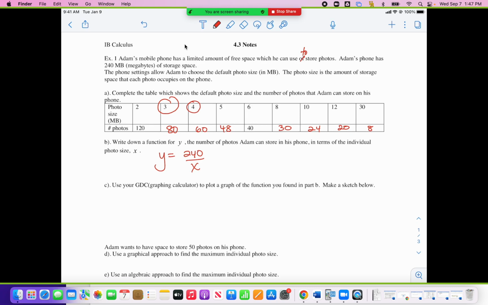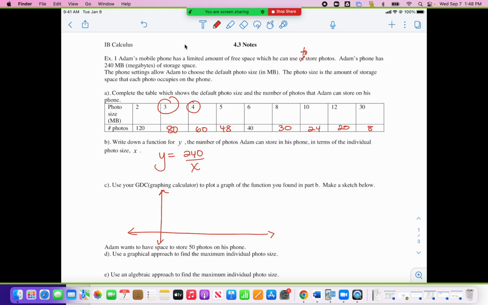Now anytime you see GDC, that stands for graphing calculator. It says you can use a graphing calculator. I don't think we really need one, but let's give it a whirl.